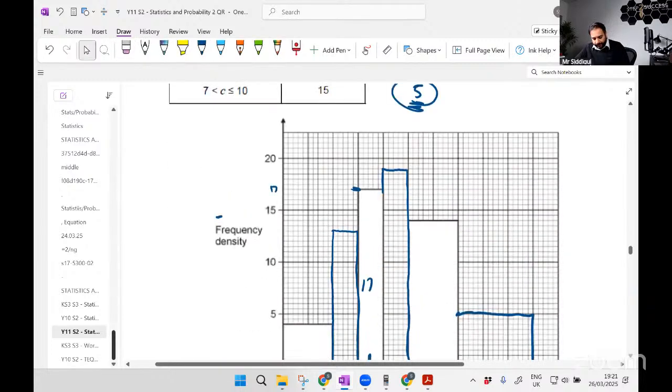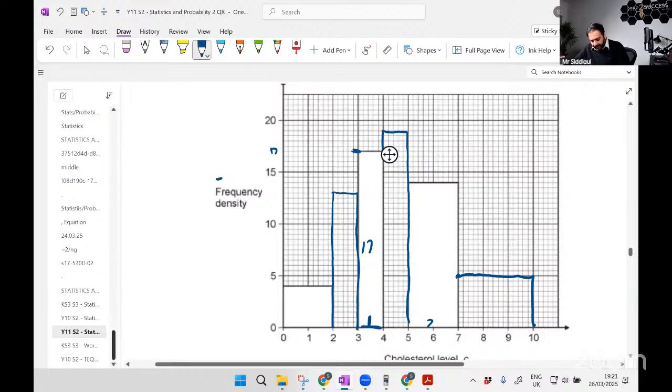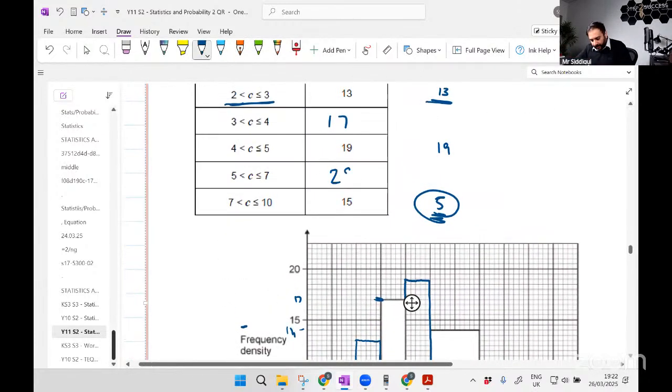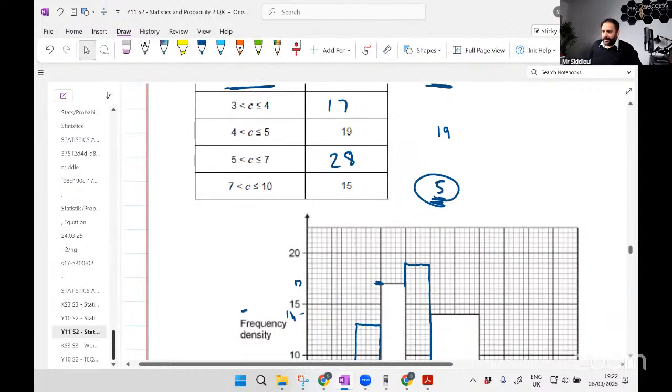5 to 7 is also missing. That's a width of 2, and it's gone up to 14, it looks like to me. So 14 times 2 is 28. So you're finding the area of the bar, the height by the width. That 28 goes into here, which means that that is everything completed, I believe. Yes, it is.